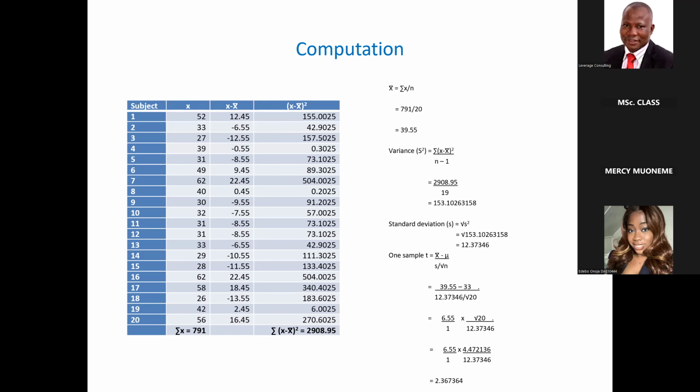For the subject x, you calculate the average. You add everything together, you divide by the total, and you calculate the average. You now remove the average from each value, so your x minus x bar. You now square x minus x bar. That's how you calculate your variance and your standard deviation, so that you can use it in the formula.